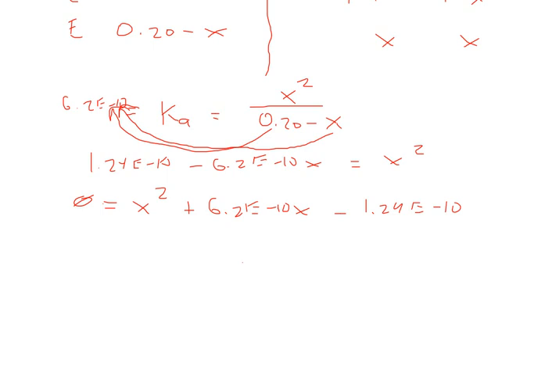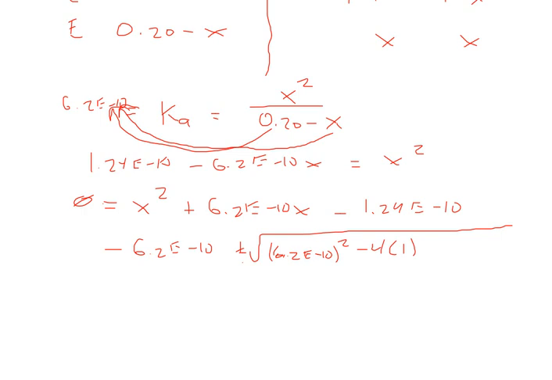Here we go. Negative b, negative 6.2 times 10 to the minus 10, plus or minus the square root of b squared, so 6.2 times 10 to the minus 10 squared, minus 4 times 1. By the way, the first coefficient a should almost always be 1. I can't think of too many examples where it wouldn't be. And then the c value would be minus 1.24 times 10 to the minus 10. And then this all gets divided by 2a, but since a is just 1, it's divided by 2.